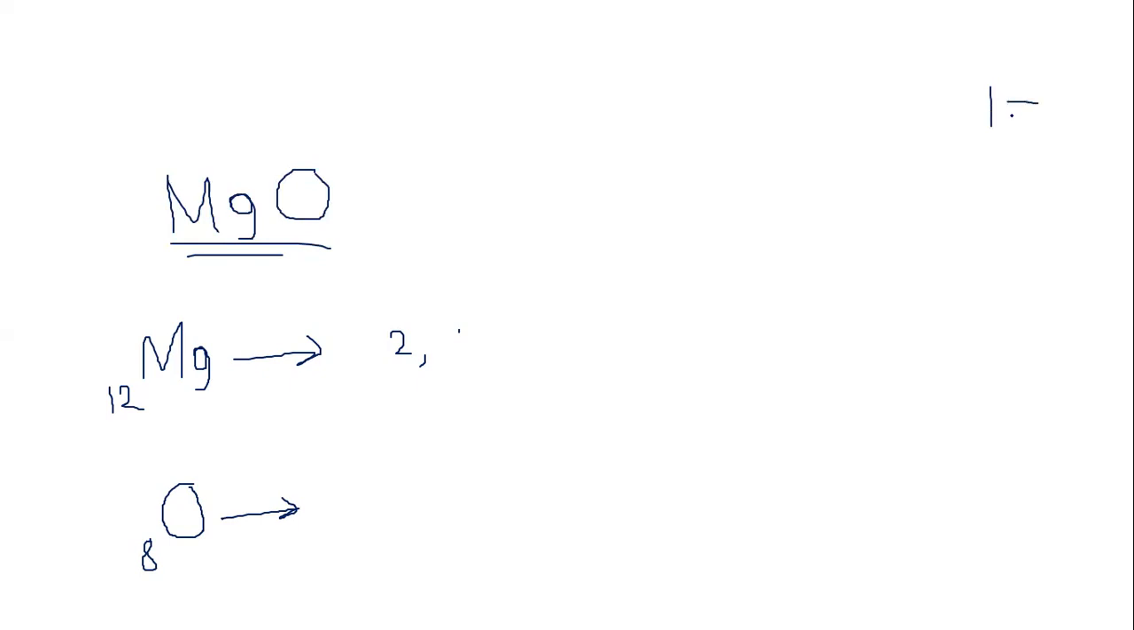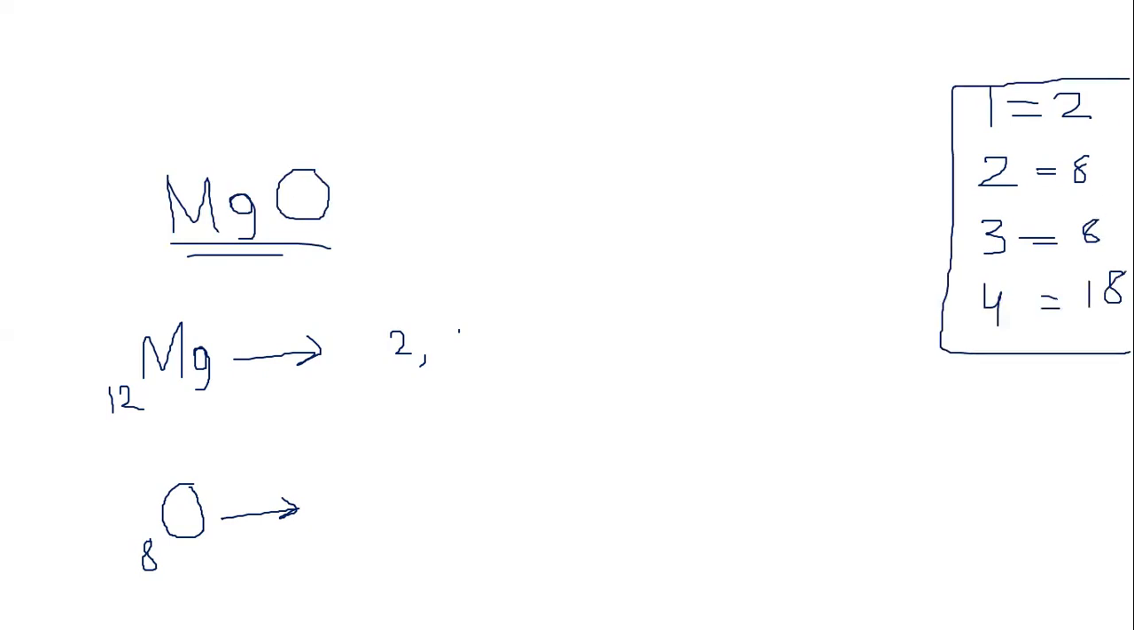In the first shell, we always have 2 electrons. In the second, we have a maximum of 8 electrons. In the third, we have a maximum of 8 electrons. The fourth, we have a maximum of 18 electrons. So how many electrons would be there in the second shell of magnesium? It would be 8. And what about the third shell? 2. Does this total make 12? 2 plus 8 plus 2? Yes, it is 12. What about oxygen? It would be 2 and then 6. Exactly, 2 and then 6.